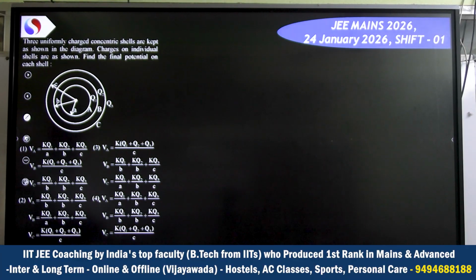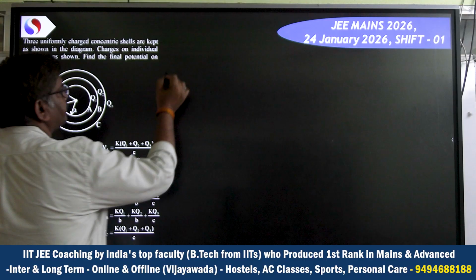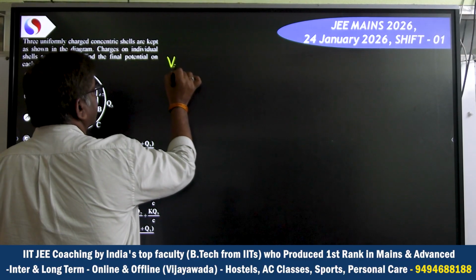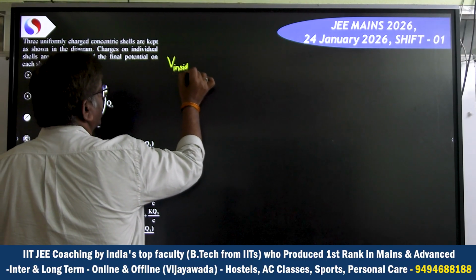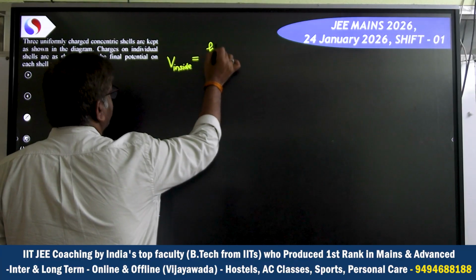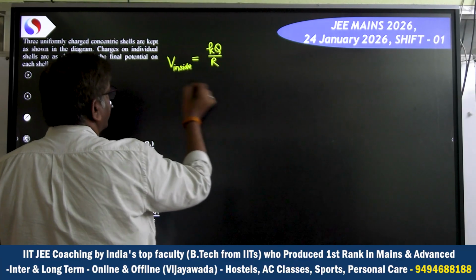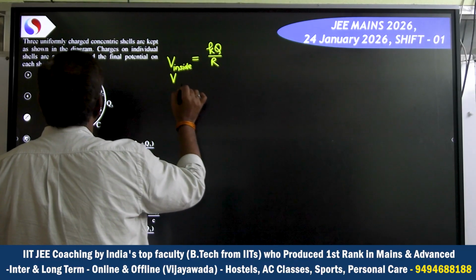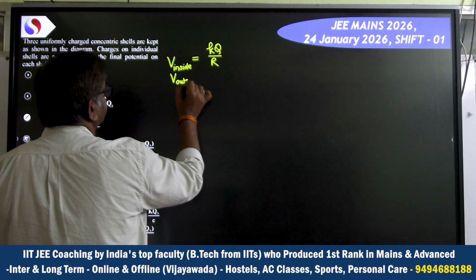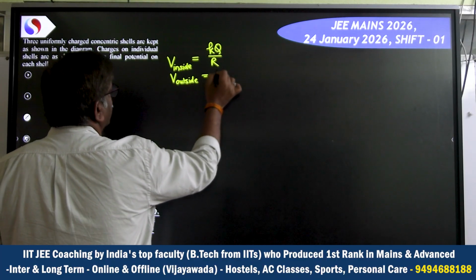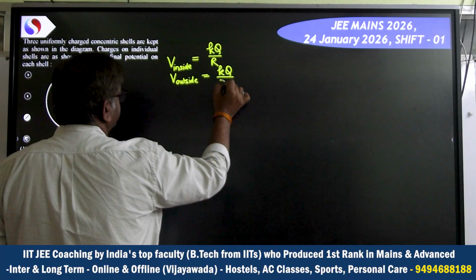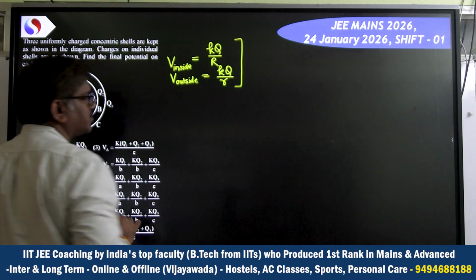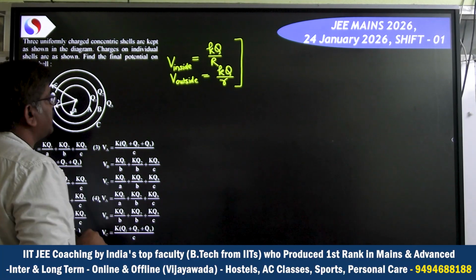Okay, here. By the options and diagram, this question looks horrible, but it is quite a simple question again, if you know the property. What is the potential at an inside point of a spherical shell? It is KQ by capital R. Whereas what is the potential at an outside point of the shell? It is KQ by small r. These two formulas you should know.